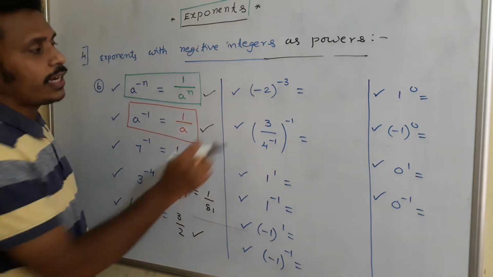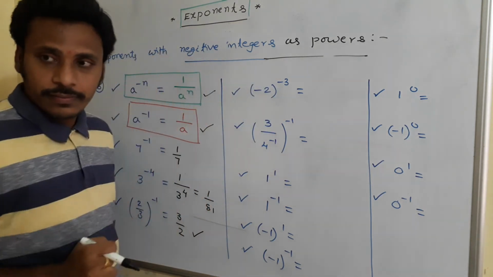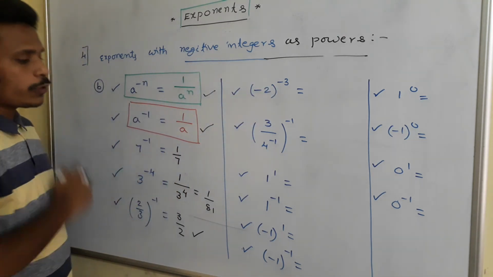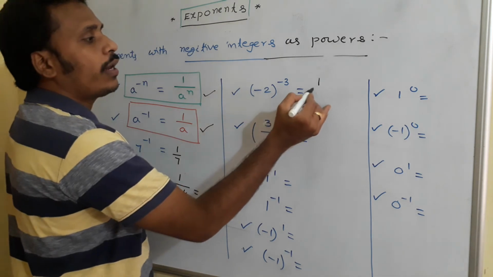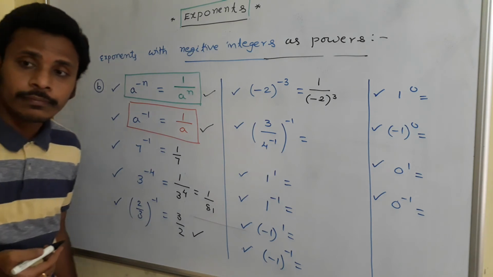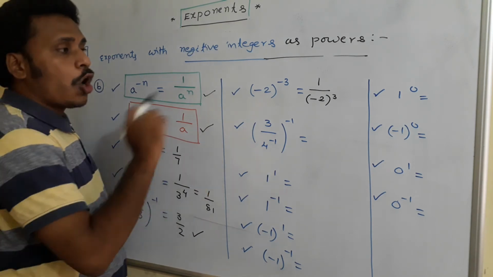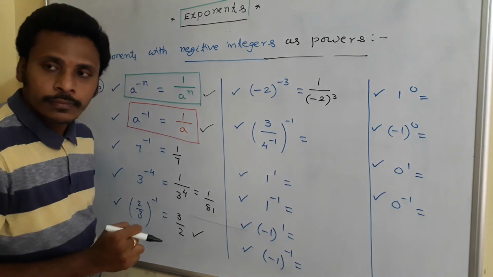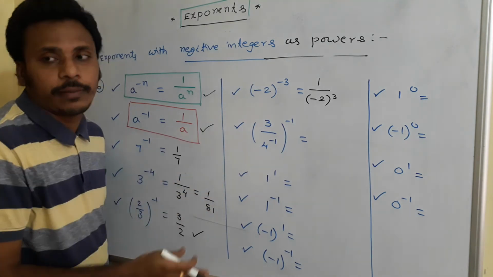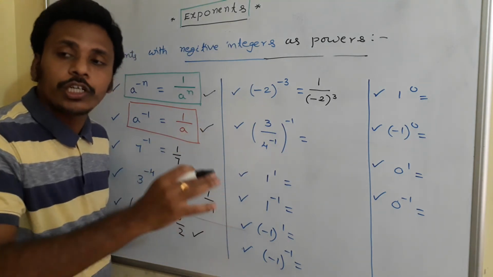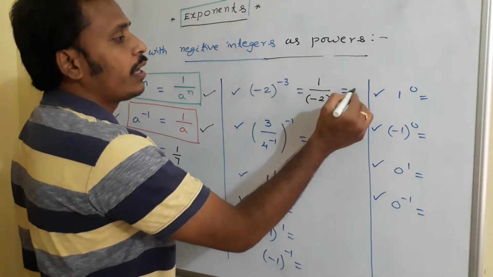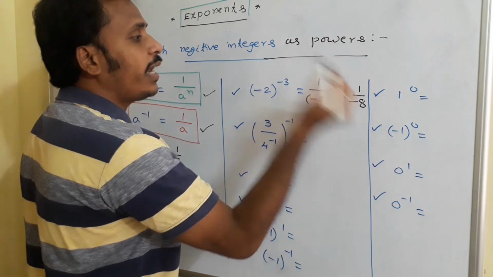Okay? And the next thing here it is minus 2 to the power minus 3. See, this minus 2 is base and minus 3 is power. As per this first law, it can be written as 1 divided by minus 2 to the power 3. Here base is minus 2, power is 3, multiply minus 2 for 3 times. Minus 2 into minus 2 into minus 2. 3 minuses will give us one more negative sign and then 2 cube is 8. This is 1 by minus 8 as your answer.